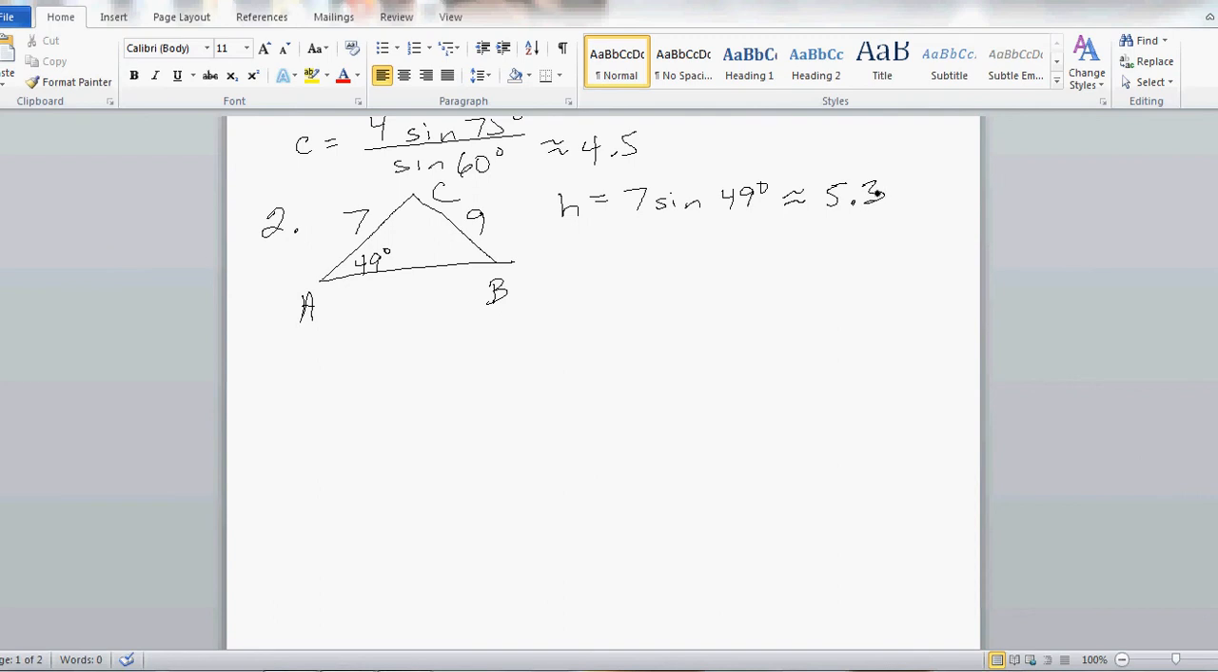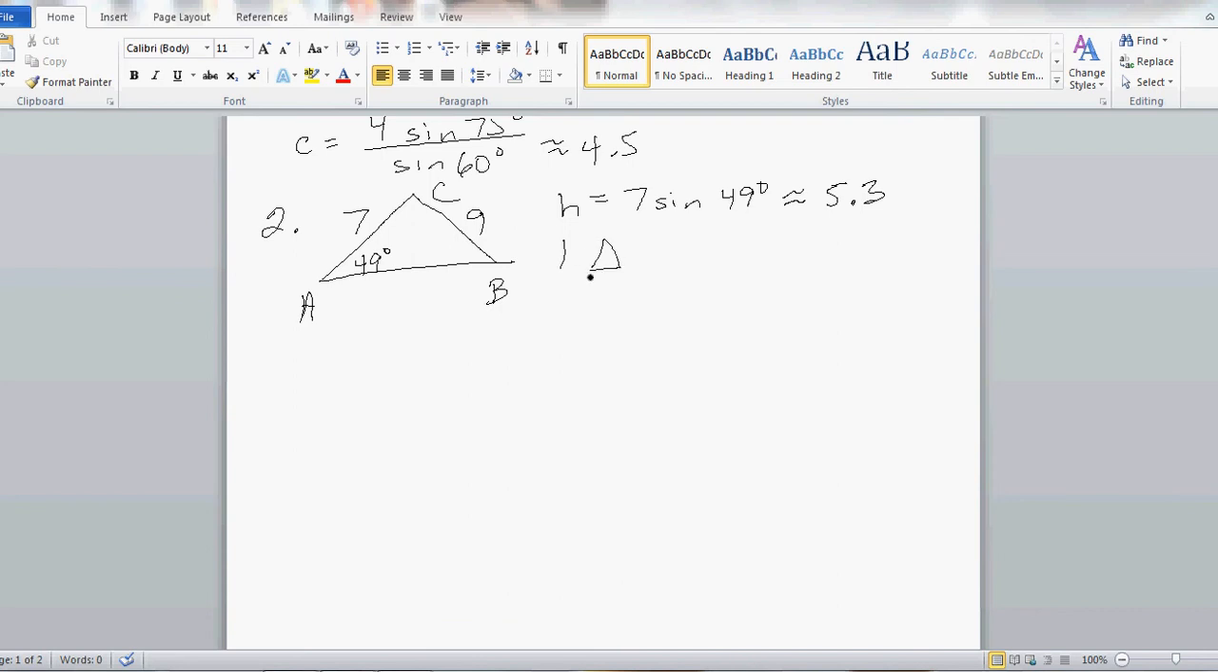Now what we have to do is ask ourselves, and all of this is shown on 261, first question: is a less than h? Well, a is 9 and h is 5.3. a is not less than 5.3. Then we ask, is a greater than or equal to b? In this case, the answer is yes, so that means there is one triangle, since a is greater than or equal to b. There is one triangle.